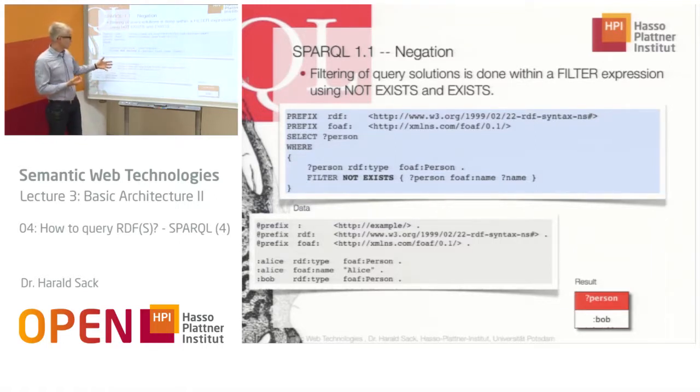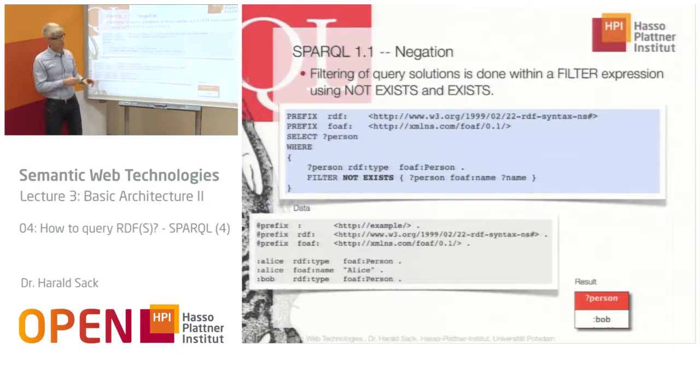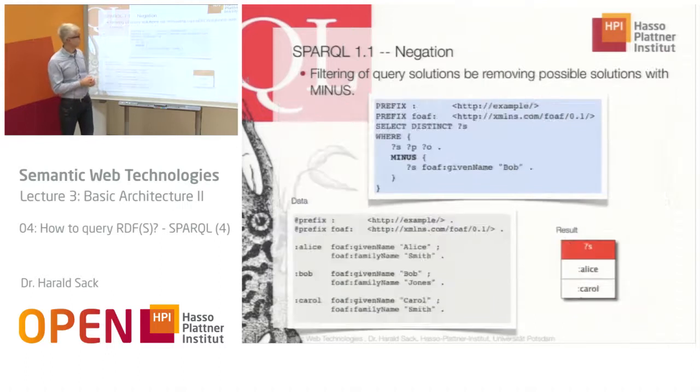And for example, if we want to select all persons from a database where one specific attribute is not available, for example, they don't have a name, then we can do this with the filter expression not exists. We say filter not exists, and what should not exist is a triple that has a name in it. So with this simple filter mechanism not exists, I can filter out results and give specific conditions for things that should not be provided in the result. So for example, here only Bob is in the resulting table.